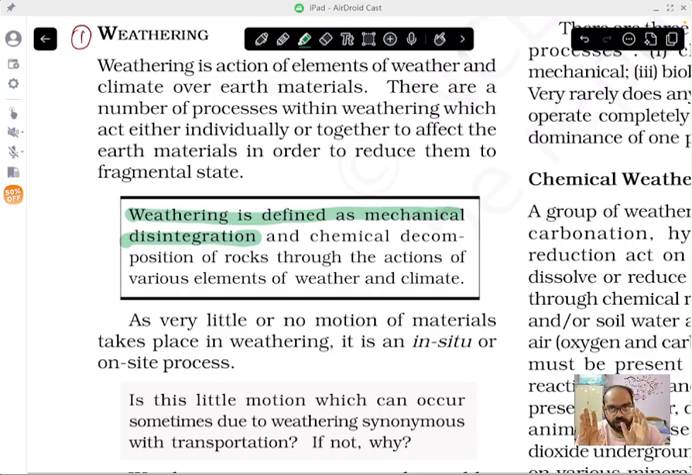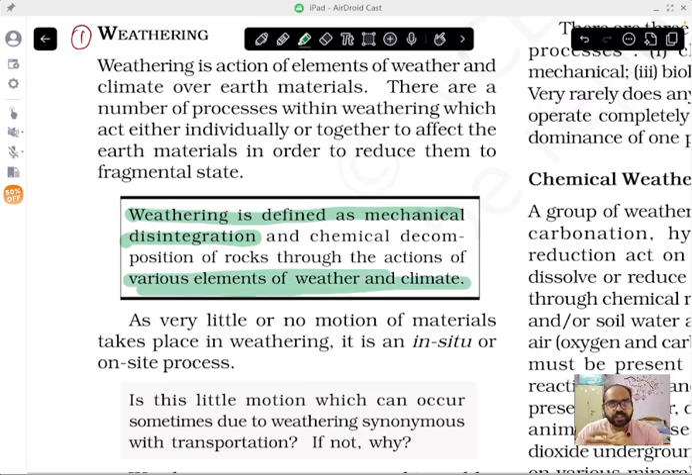And weathering means not only mechanical disintegration but also chemical decomposition. Every material has its own chemical composition, right? So the chemical composition gets disrupted and chemical decomposition happens. Whenever chemical decomposition happens, the chemical nature of the material changes. So weathering results in mechanical disintegration and also chemical decomposition through actions of various elements of weather and climate.